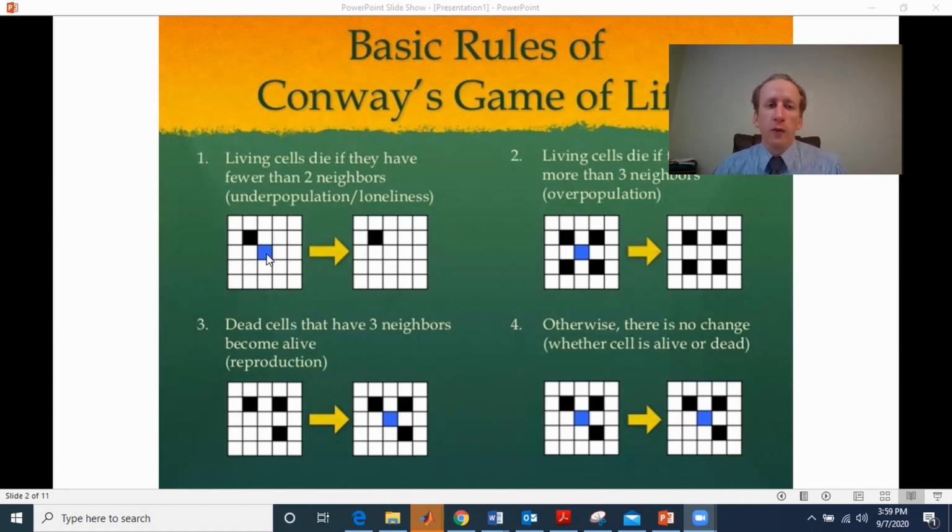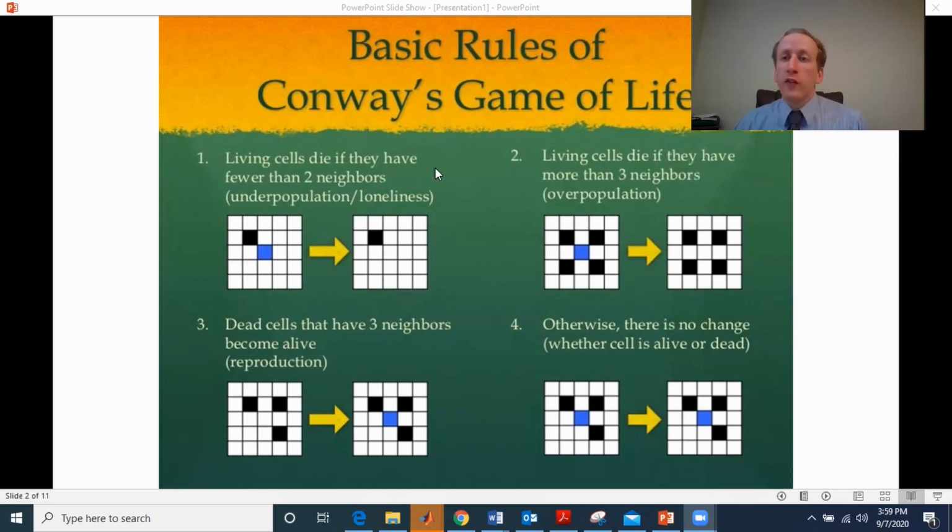So a cell will die if it only has 1 or 0 neighbors because of loneliness or underpopulation. So this blue cell only has 1 neighbor and it doesn't make it to the next round. The black cell likely also would perish because it doesn't have neighbors, but this slide is just showing the blue cells. So if a cell has 4 or more neighbors, it dies from overpopulation. So this blue cell has too many neighbors and it doesn't make it to the next time iteration.